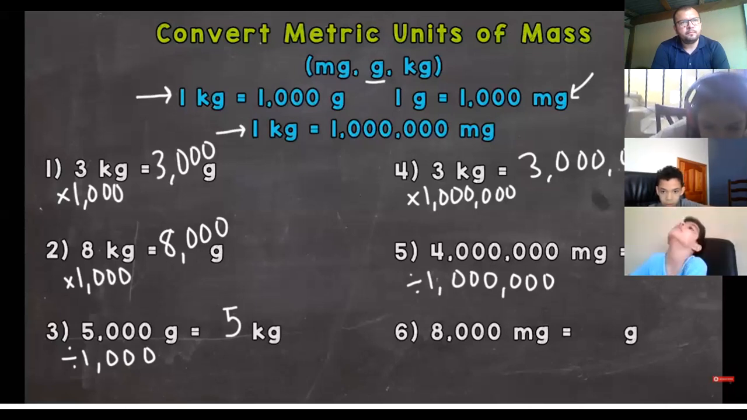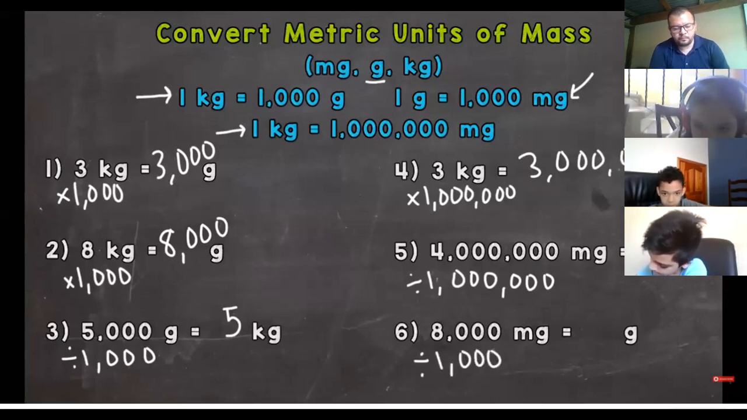Lastly, number 6, 8,000 milligrams equals how many grams? Well, we need to split into groups of 1,000. Each one of those 1,000 is 1 gram. So milligrams to grams, divide by 1,000. And we end up with 8 grams.